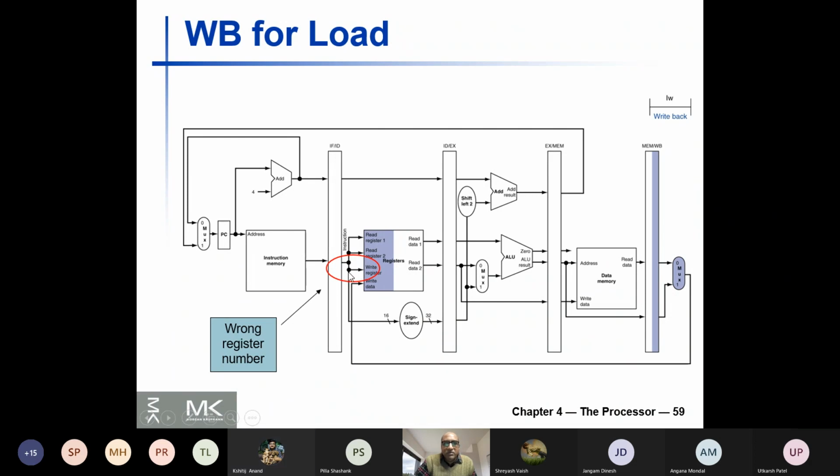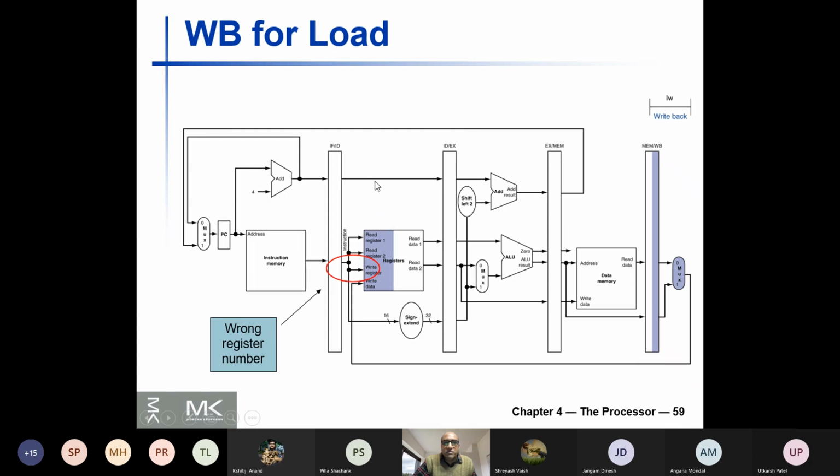Whatever data the load instruction wants to write, the address will be needed. It is not available now, because the address is available when the load is in the second stage, but that address will be required at the fifth stage. At this point of time, that address is not available. So that's a problem.